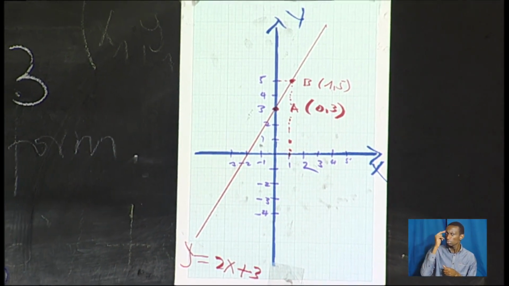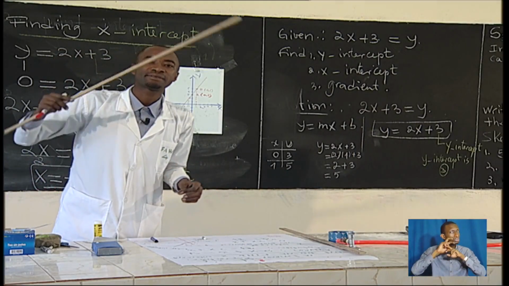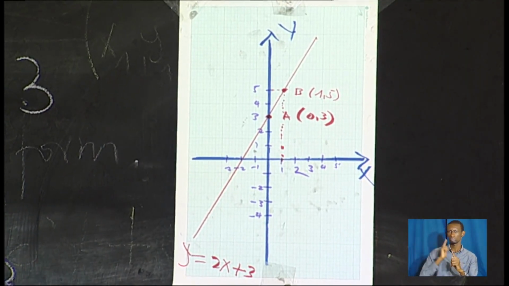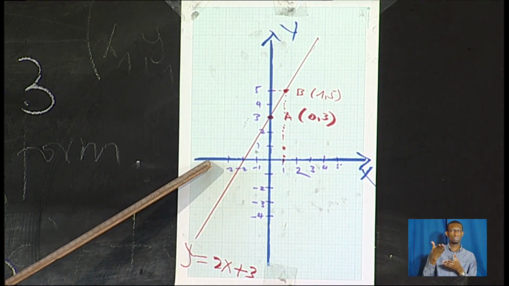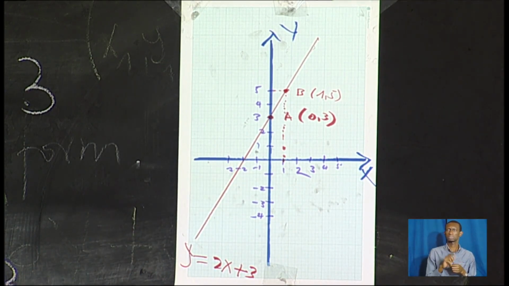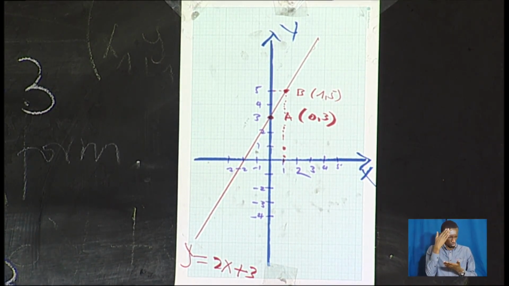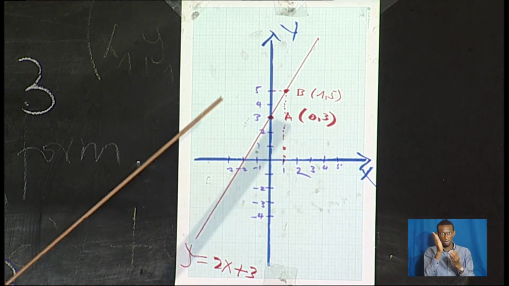You remember, we were looking for the y-intercept and x-intercept. When you are looking for the x-intercept, it's where a line is cutting the x-axis, and we have said it is at negative 3 over 2. Then you can ask yourself, is it true? Is this line cutting the x-axis at the point negative 3 over 2? You can also ask yourself, is it true that this line cuts the y-axis at point 3?